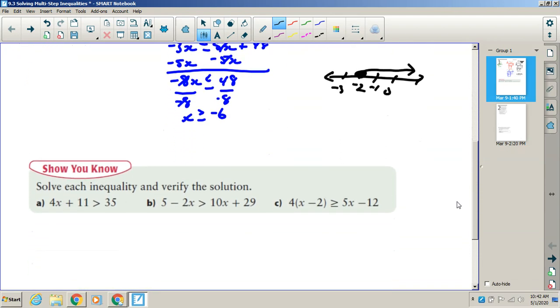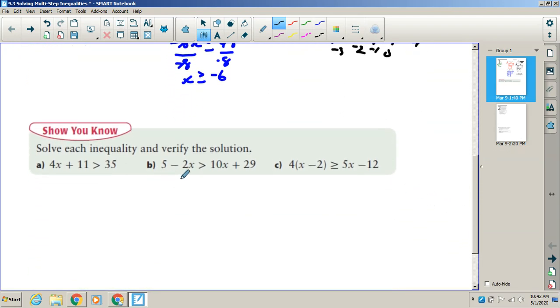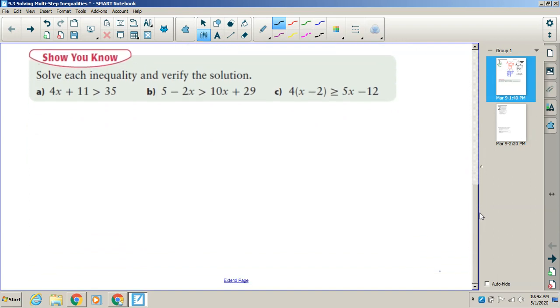We'll maybe try, let's try one more. Let's do C. And in C, we've got some brackets involved again. I need to do distributive law. Take that 4, multiply by everything inside the brackets. So I'm going to end up with 4x minus 8 greater than or equal to, and I have 5x minus 12. Nothing to simplify here, nothing to simplify here.